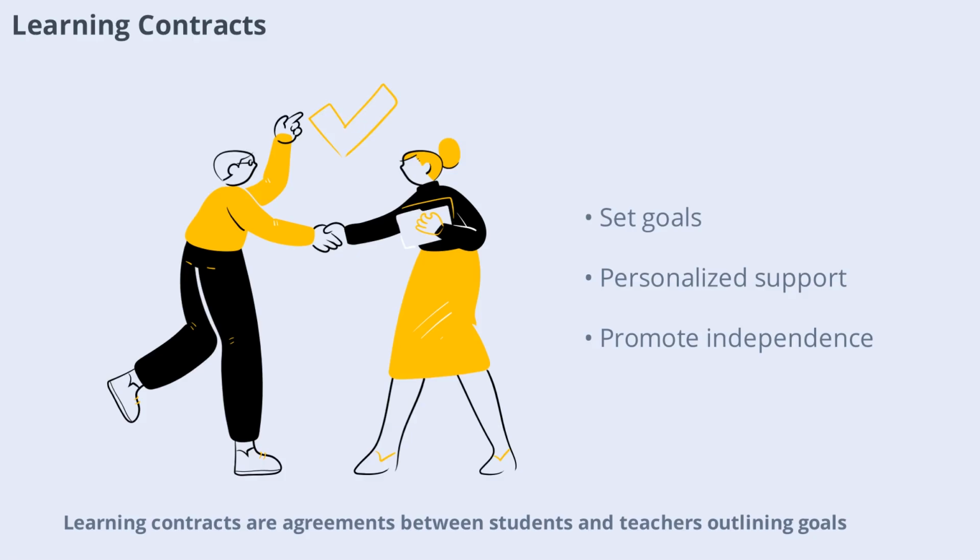Learning contracts are agreements between students and teachers outlining goals, strategies, and assessment methods. This technique encourages students to take responsibility for their learning and helps teachers provide personalized support. Learning contracts promote independence and accountability.